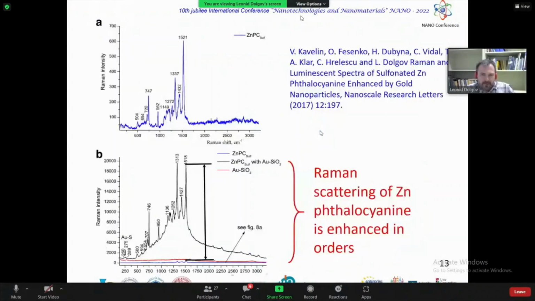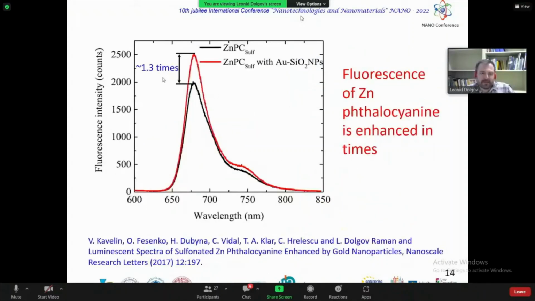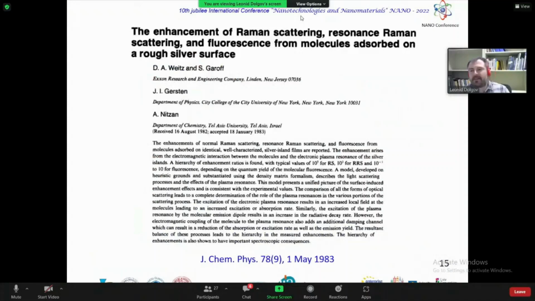In Raman, we obtained several orders of enhancement for the signal, but in fluorescence we obtained only about 1.3 times. And it was a question why it is so. The question was not easy, because not many works were about the simultaneous analysis of Raman signals and fluorescence for the same samples, prepared under the same conditions.